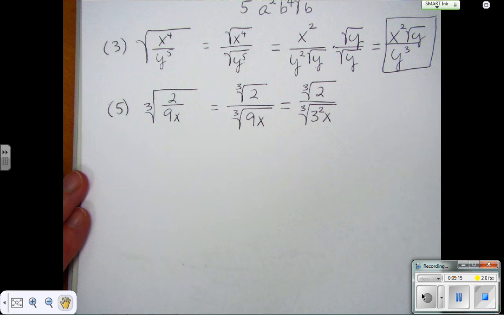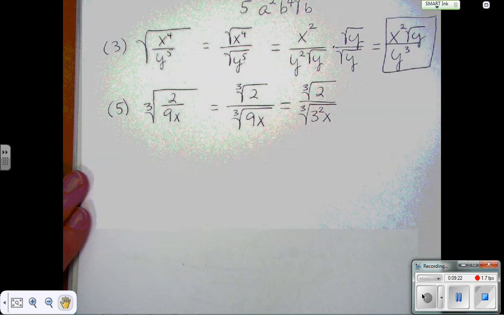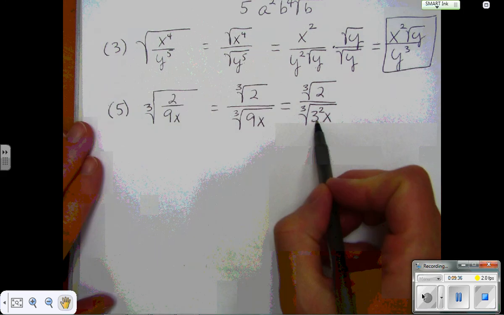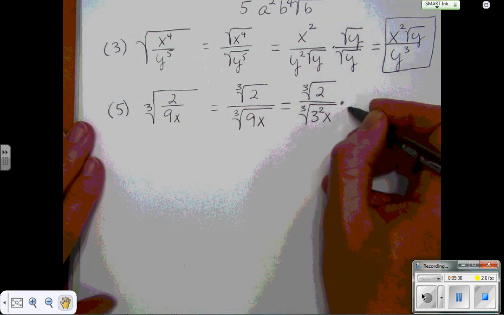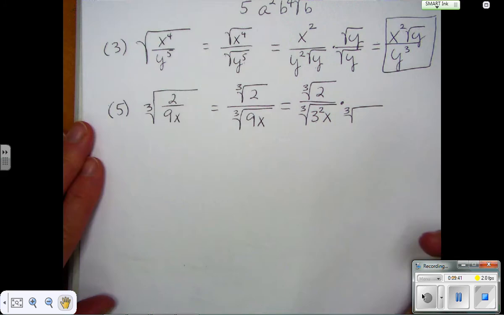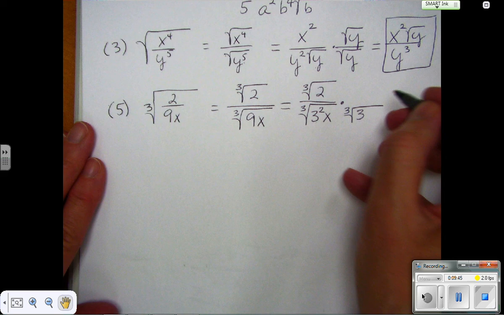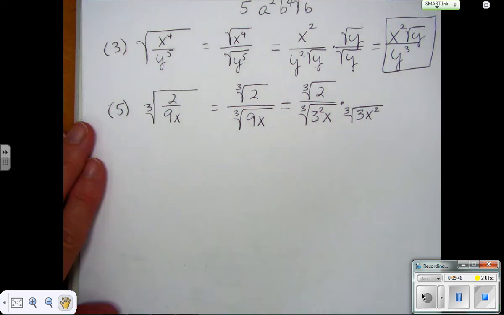I cannot leave that radical in the denominator. So I have to think about how many more factors I need so that I have 3 factors of 3 and 3 factors of x. That way I can get rid of that third root. So since I have 2 factors of 3 already, that means I need to multiply to rationalize it by 1 more factor of 3 and 2 more factors of x. So now I'll have 3 factors of 3 and 3 factors of x in the root, and I can get rid of that root in the denominator.